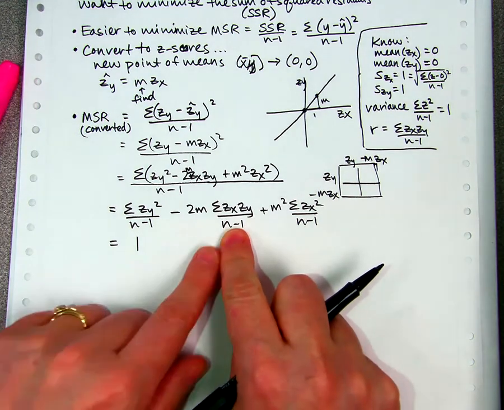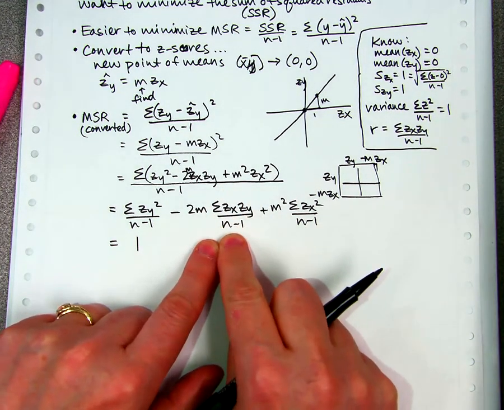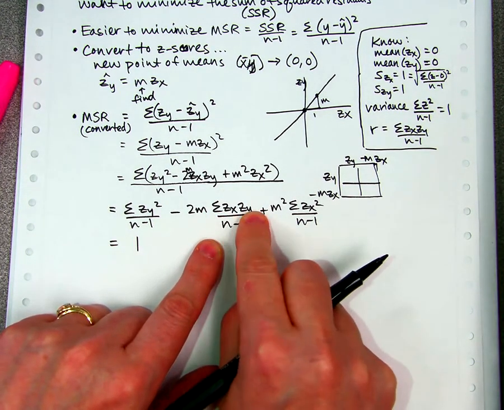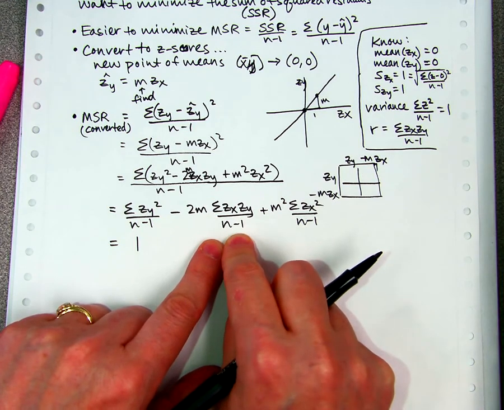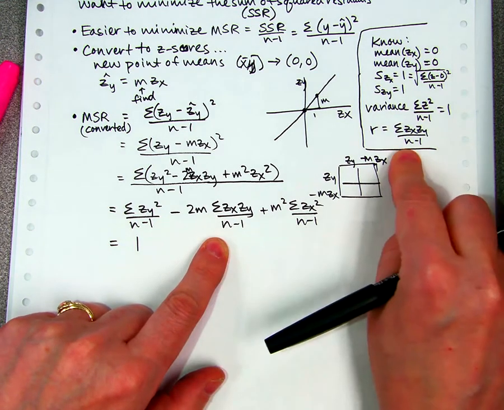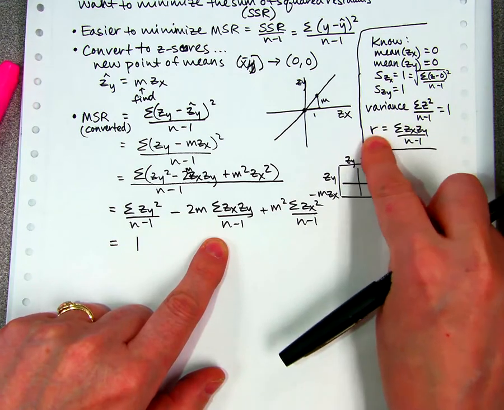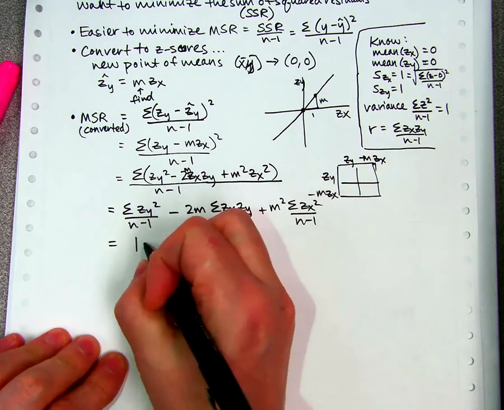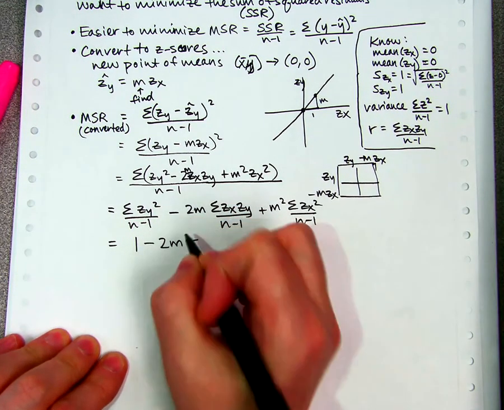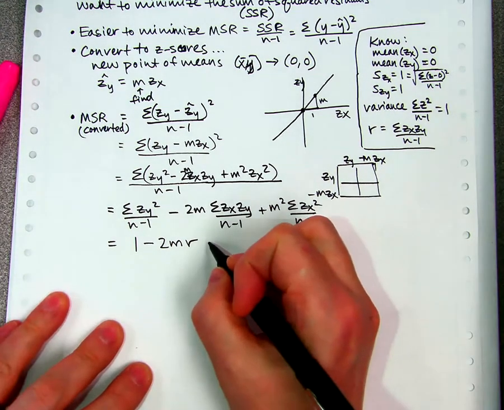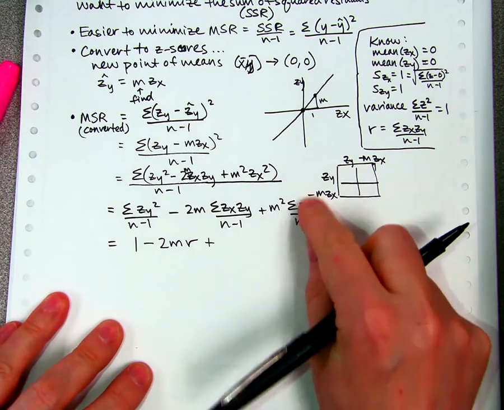How about this piece? This looks kind of familiar to me. I'm looking at this going zx, zy, add them up, divide by n minus 1. What is that? We've seen that before. That's the correlation. That's r. So I'm going to say this is minus 2mr. Boy, this got a lot easier, didn't it? All of a sudden, plus, what's this piece?